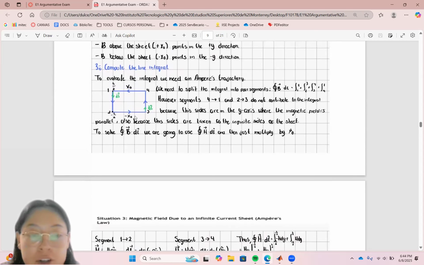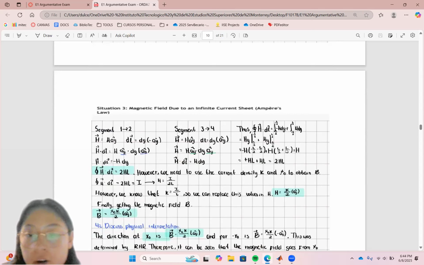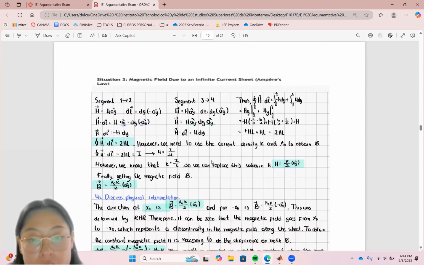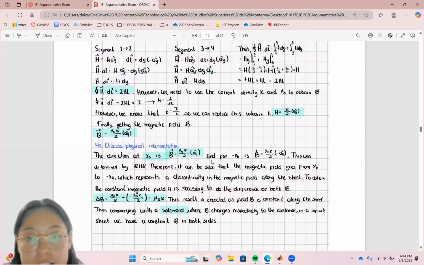Then the other segment is from negative L/2 to positive L/2, and they got the same value. I just add them, and as I needed to use the current density K and mu to 10B, I simplify using the formula that we already know of current density, and I replace in the integral. And then discussing the physical interpretation.